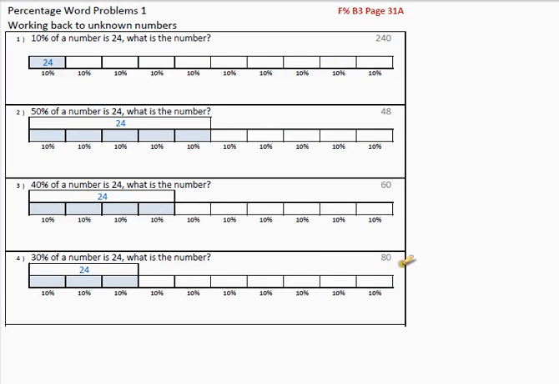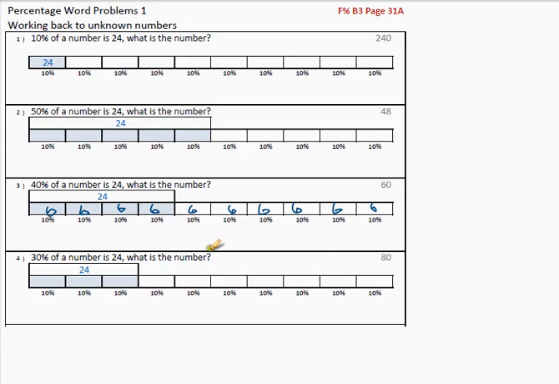There's your answers, it's down there. 40% of a number is 24. So if we know that 4 of those are 24, we can find out what 1 would be. 1 would be a 6, 24 divided by 4. So we know that all of these would be 6s. And all of these 6s would add up to 100%, which is the number. 6 times 10 gives us the 60.